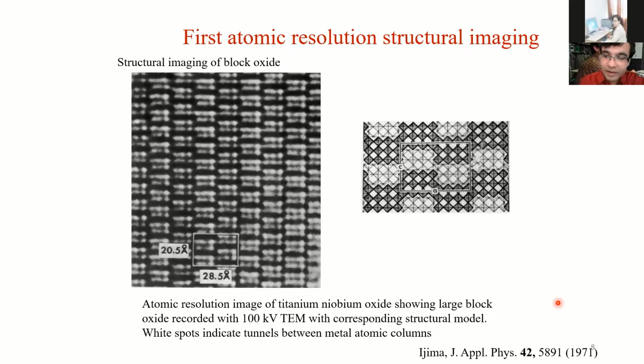And then in the 70s, Sumio Iijima imaged the first titanium niobium block oxide. Here you can see the atomic resolution image of this oxide material. You can see these white spots here. They are just the tunnels between the atomic columns, and the dark spots represent the atoms of metals like titanium and niobium. We don't have oxygen here. We cannot see the oxygen.